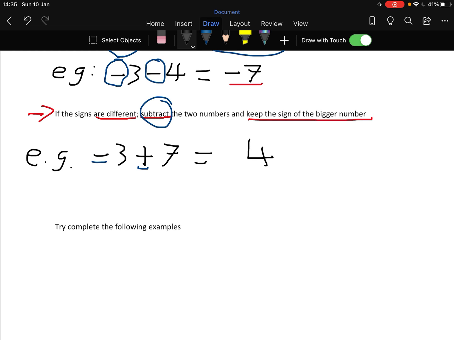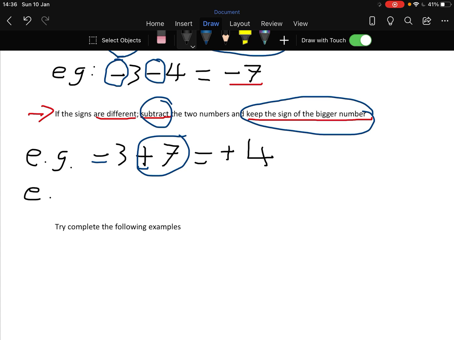What we're going to determine now is, is it +4 or -4? So we look at the end of this sentence: keep the sign of the bigger number. 7 is the bigger number and 7 is a plus. So our answer is +4. Okay? So we'll do another one. Third example.